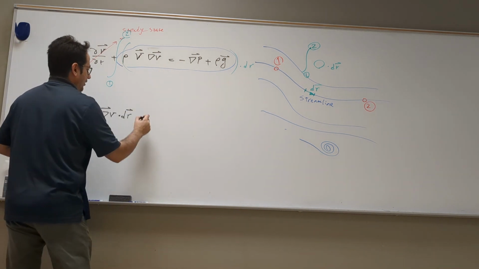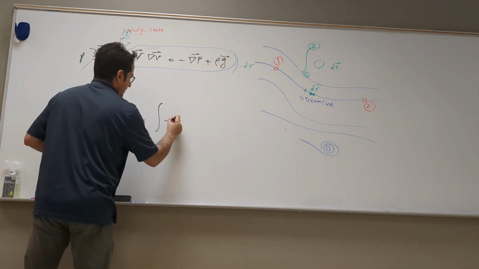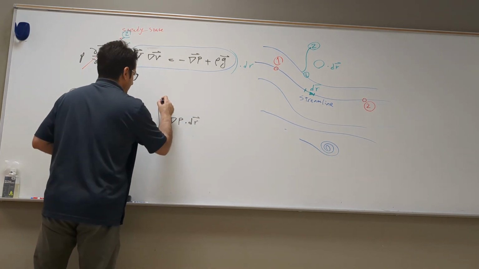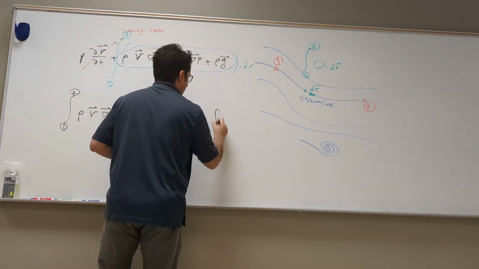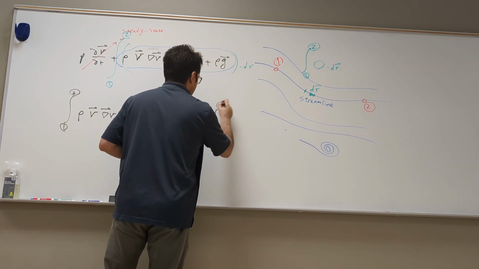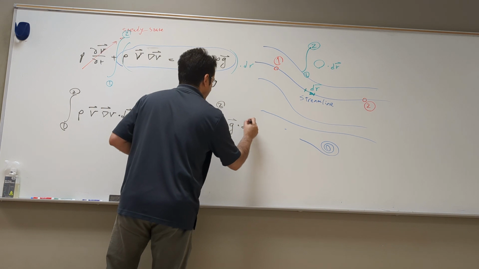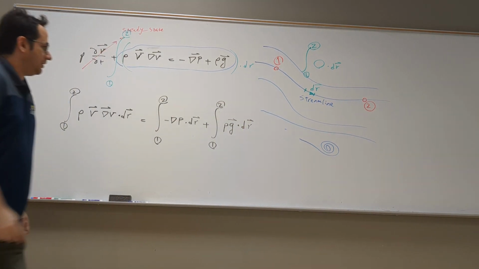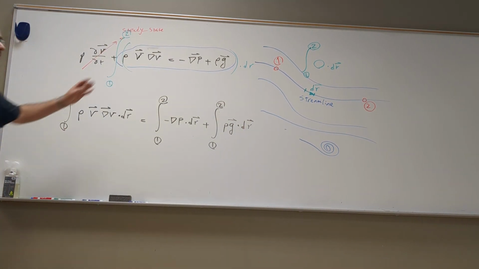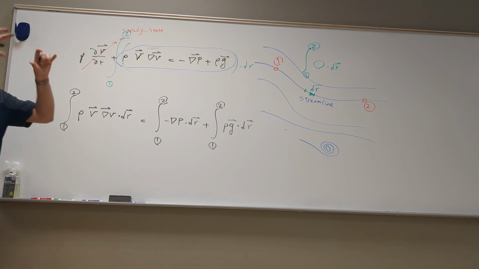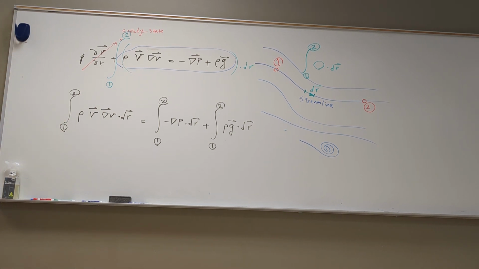And then from the right side, you get negative grad p dot dr from 1 to 2, plus the line integral from 1 to 2 of rho g vector dot dr vector. All of these are vector identities. You can multiply both sides of an equation by a number. You can take the line integral of both sides of the equation. You can do whatever you want with both sides of the equation. This is just a basic math operation, and you end up with the correct relationship.